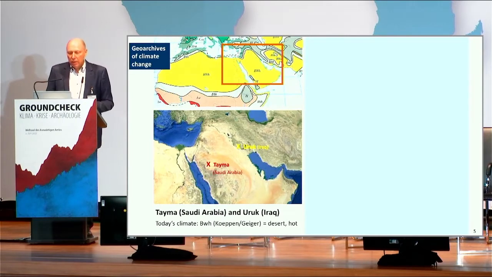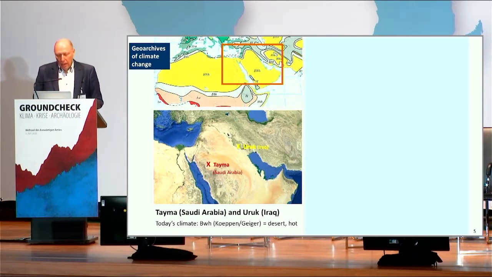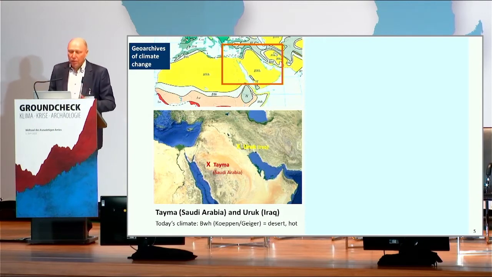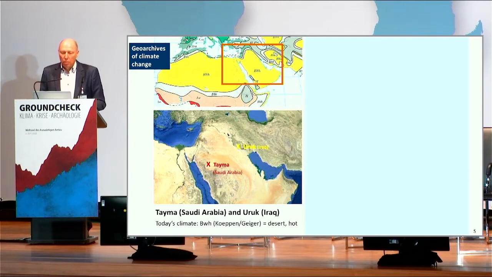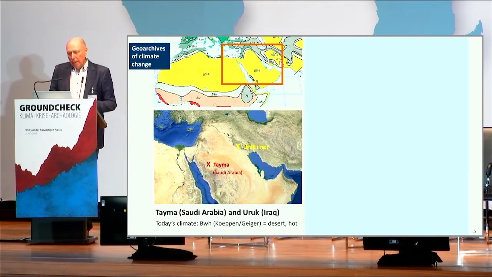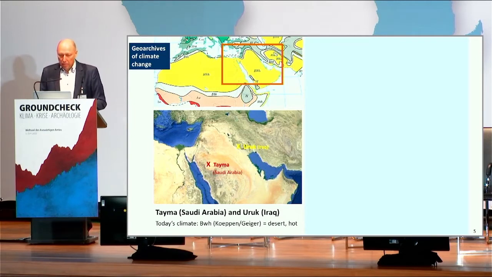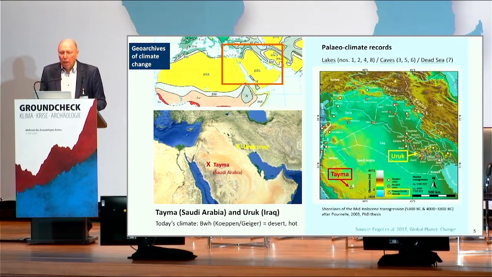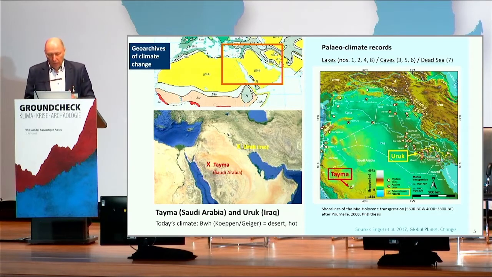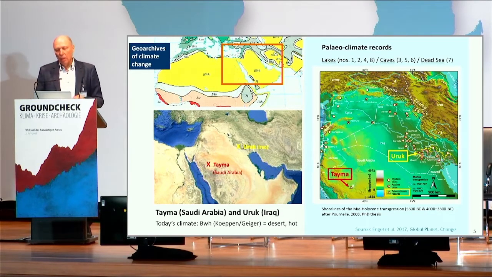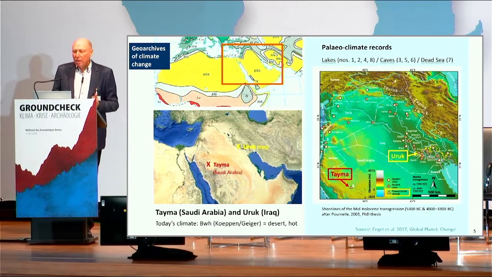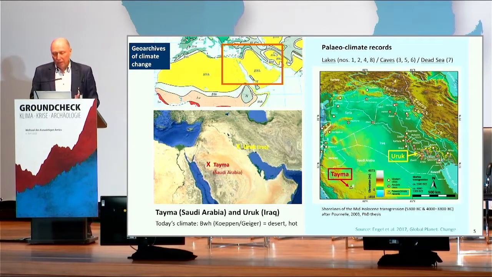I come to the first example. This is on 2 sites in the now arid zone. What is the BWH, the hot desert zone, according to Köppen-Geiger. And 2 examples, which I did in cooperation with the DAI, the Orient Department. The first example, I show you first sites where we have the paleo record of the climate. This is, for instance, from lakes, from caves, and also from the Dead Sea.